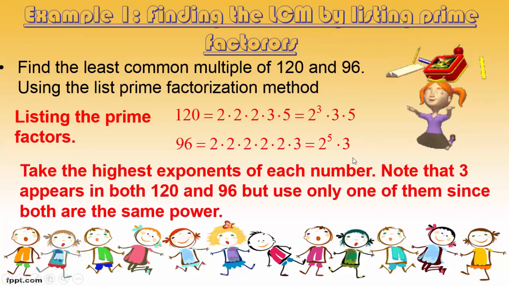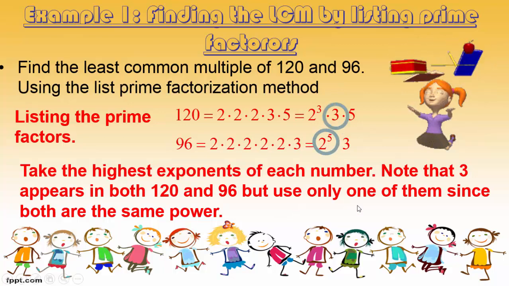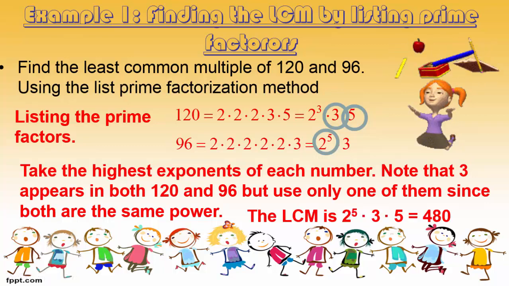Now we take the highest exponents of each number. Notice that 3 appears in both 120 and 96, but we only use one of them since both are the same power. So we use 2 to the fifth because 2 to the fifth is higher than 2 to the third. We use one of the 3's and one of the 5's. The least common multiple is 2 to the fifth times 3 times 5, and that gives us 480.